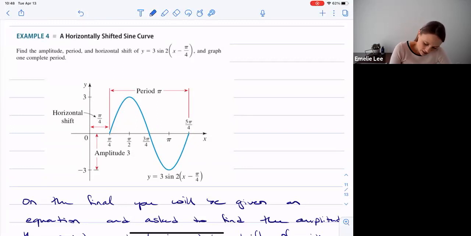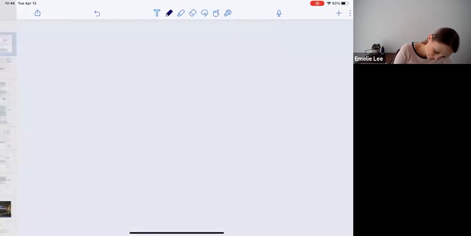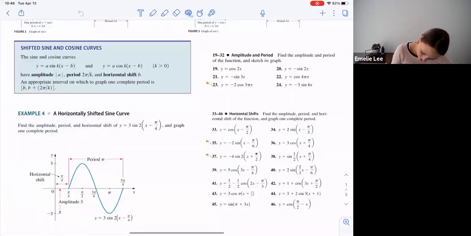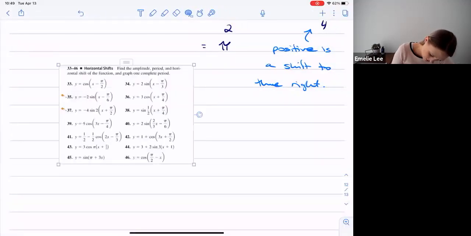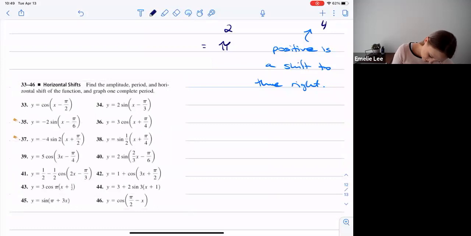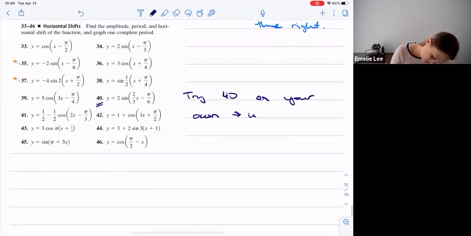So try number 40. So from here, try 40 on your own. We will do it as review on Thursday.